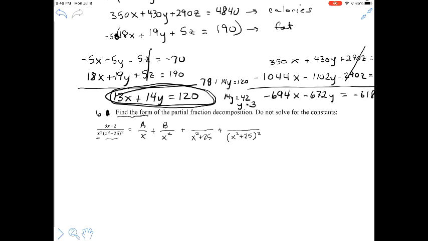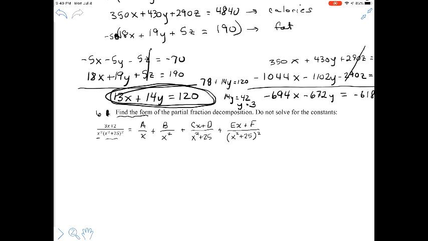Now x squared plus 25 is an irreducible quadratic factor. So those are the type where the form of the partial fraction in the numerator requires a linear expression. So since I've already used a and b, I'm going to use cx plus d, and then ex plus f.